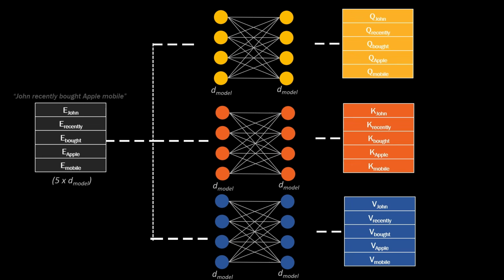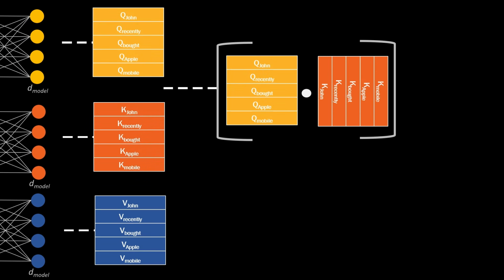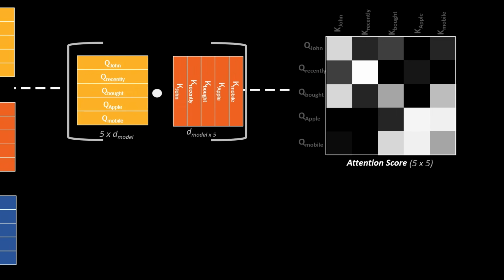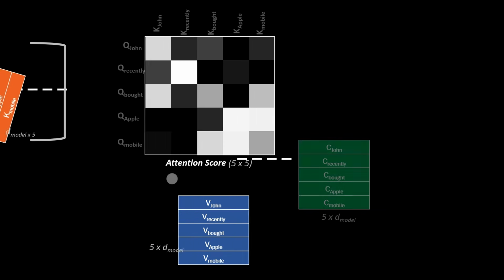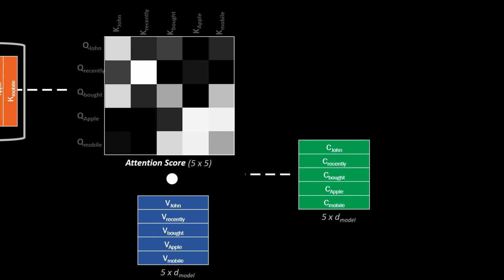Once we obtain the query, key, and value vectors, we compute the attention scores by multiplying the query and key matrices. A high score means the token assigns more importance to that specific token. After obtaining these scores, we use them along with the value matrix. The value matrix is obtained by multiplying the embedding with the weight matrix of value. This is then used along with the attention scores to get the final contextual embeddings.